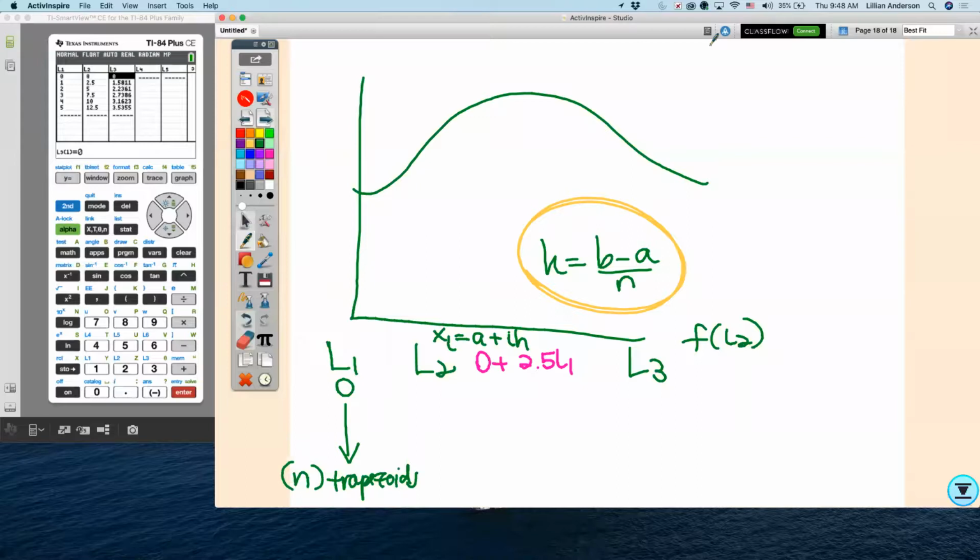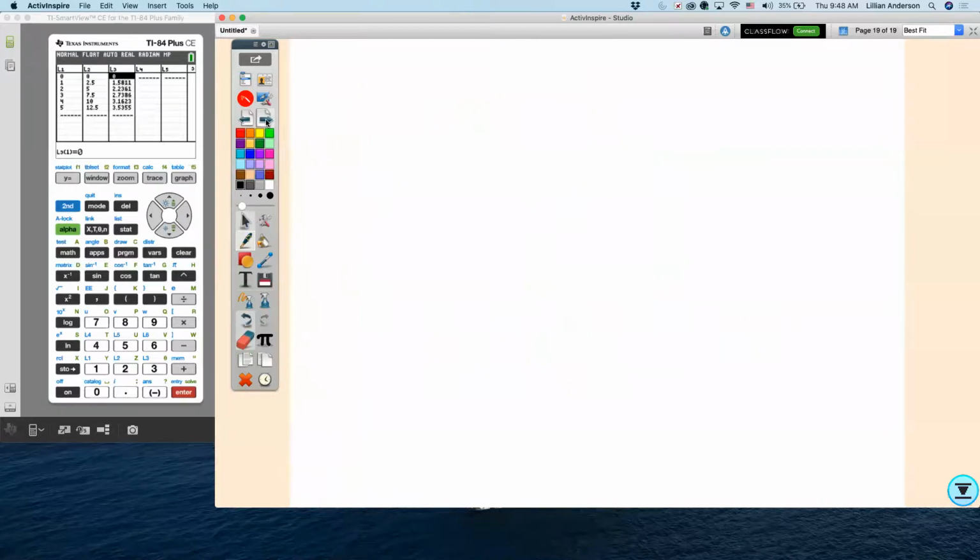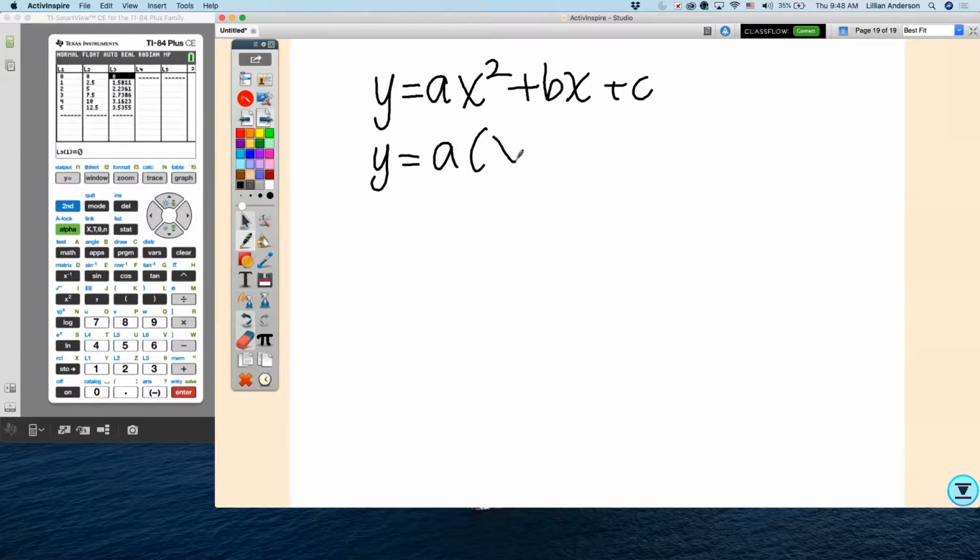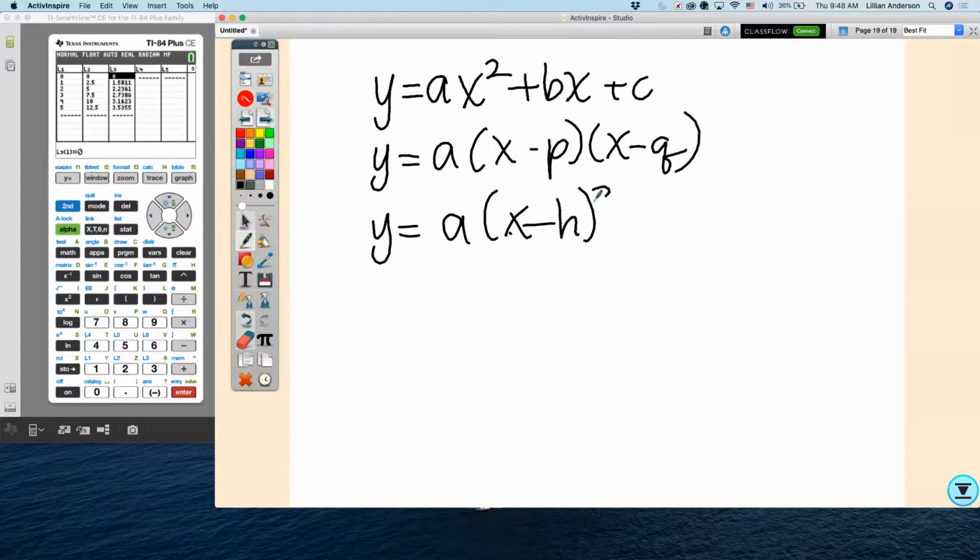Three forms of the quadratics. You have standard, most common. Factored, second common. Then vertex, less common. They're called these different forms because that's exactly the information that's given to you.